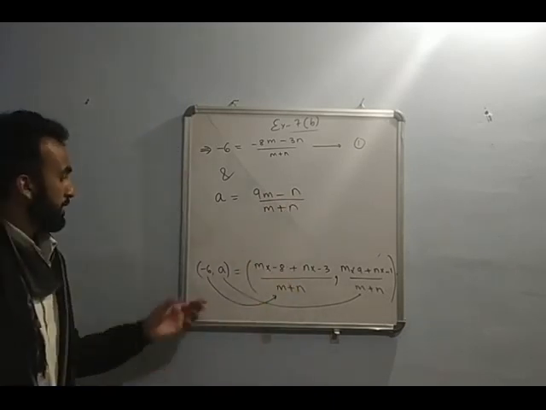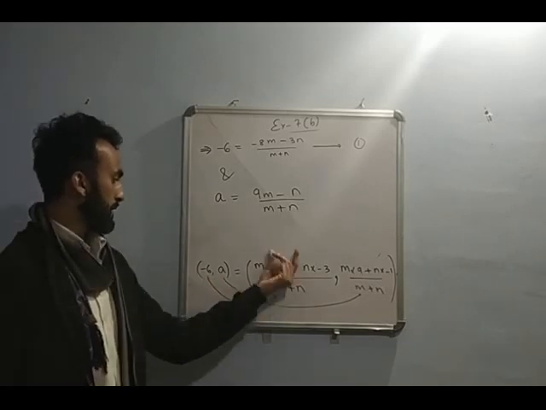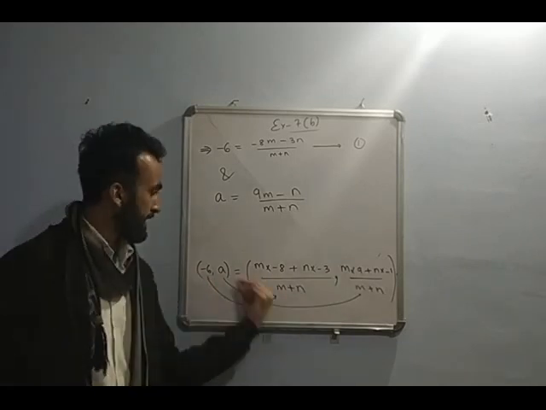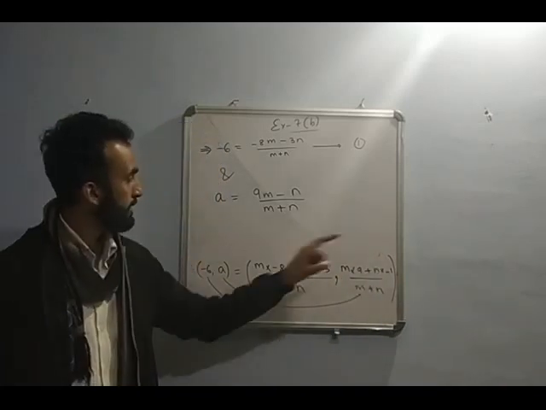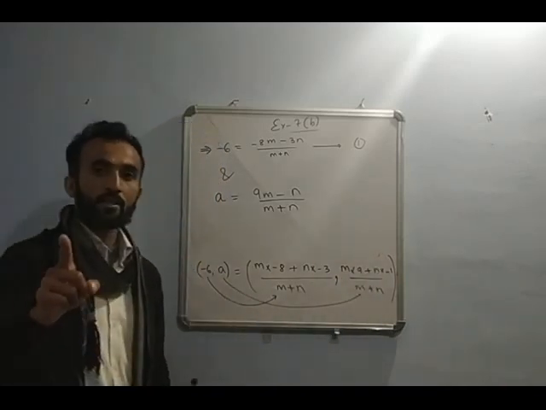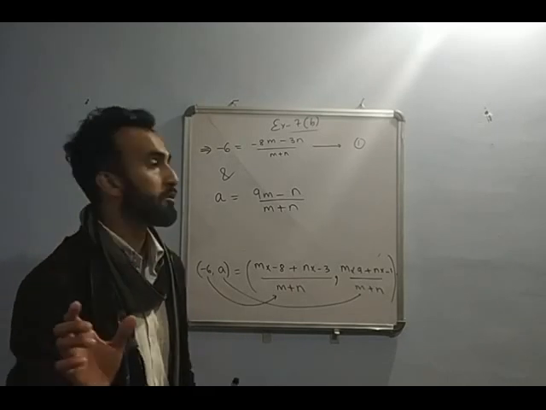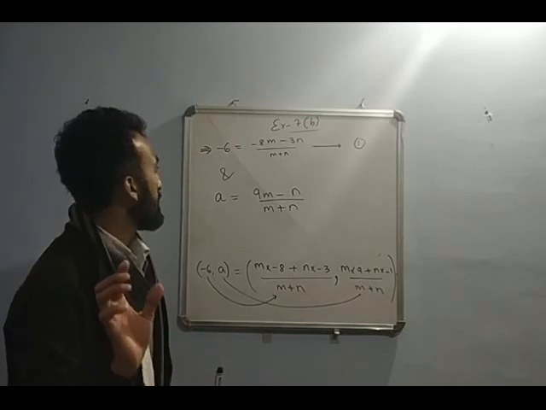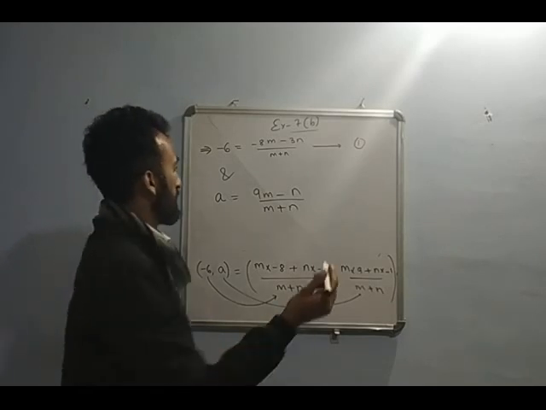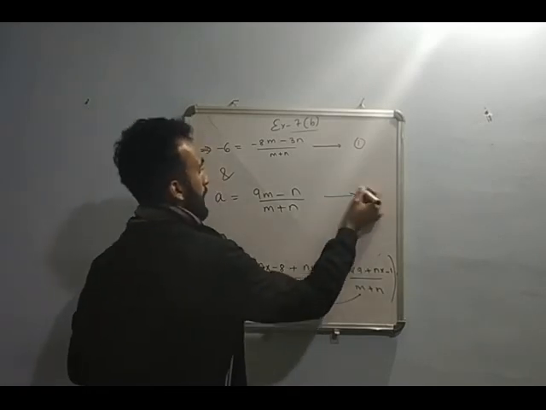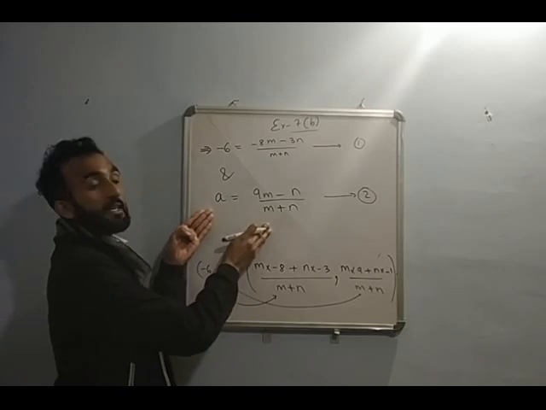Up to here clear? From here, first one equals first, second equals second. This is the x coordinate and this is the y coordinate, so I just make it equal. Our question is to find out the ratio, not the coordinates. I have to find out the ratio m is to n, and then I have to find out the value of a. So to find out a, this equation number 2 is ready.